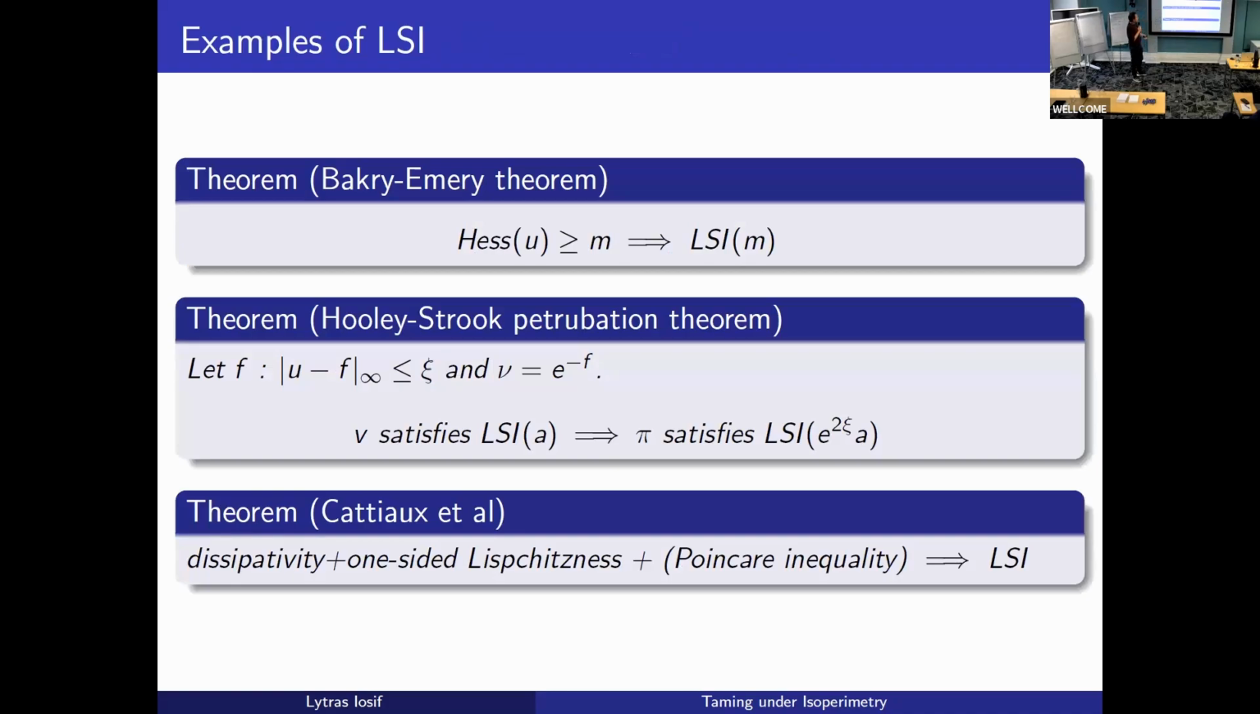There is a lot known about these log-Sobolev inequalities. Under strong convexity, there is the Bakry-Émery theorem, and it's also stable under perturbations, Lipschitz mappings, and convolutions. And there's also the theorem of Cattiaux that says that if you have dissipativity, one-sided Lipschitz, and Poincaré, then you also have the log-Sobolev inequality. And of course, there are a lot of results, but I just showed some basic examples.